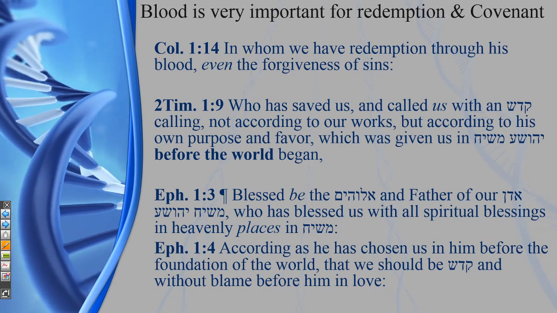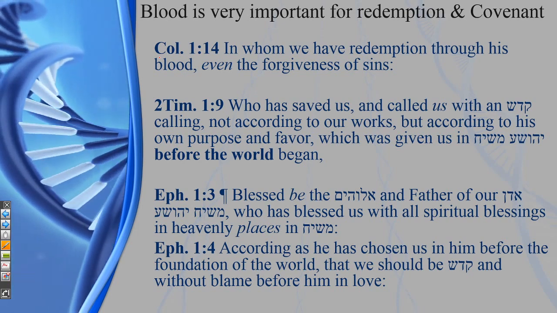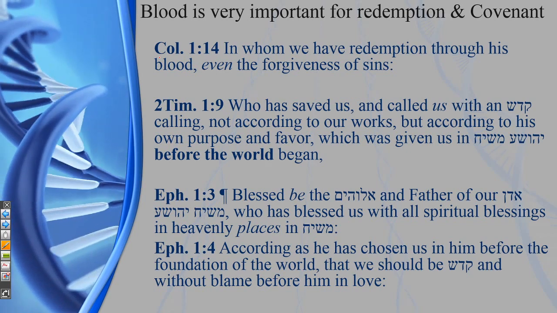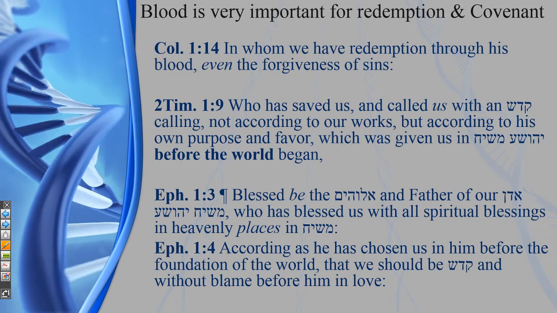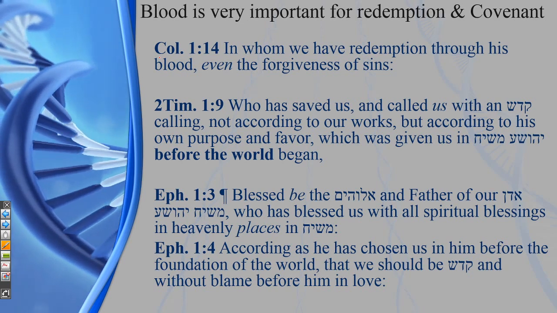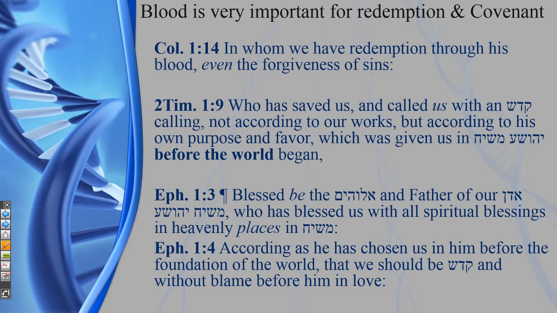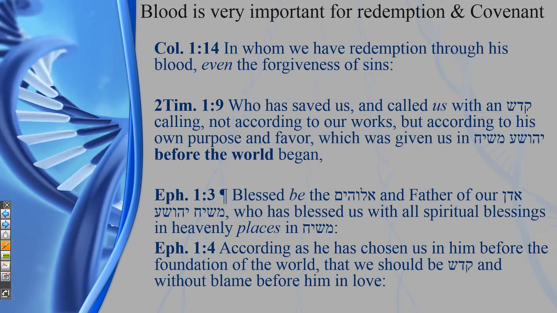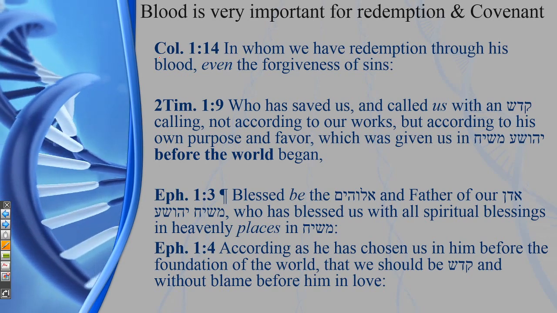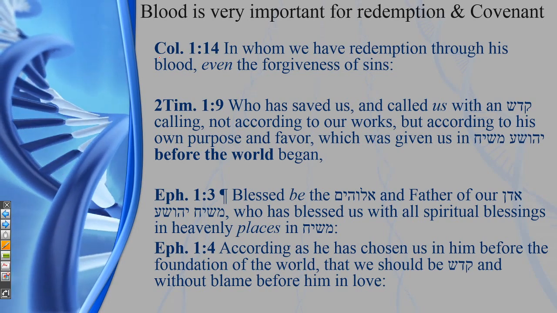So when he comes in and connects you, it is based off of an agreement from before the world was, right? All right, Ephesians 1:3 says, blessed be the Elohim and Father of our Adon, Yahushua Mashiach, who has blessed us with all spiritual blessings in heavenly places in Mashiach, according as he has chosen us in him before the foundations of the world, that we should be set apart, a chodesh, and without blame before him in love. Okay? So, again, is everyone following? All right.